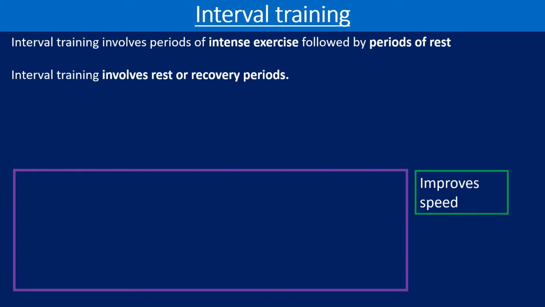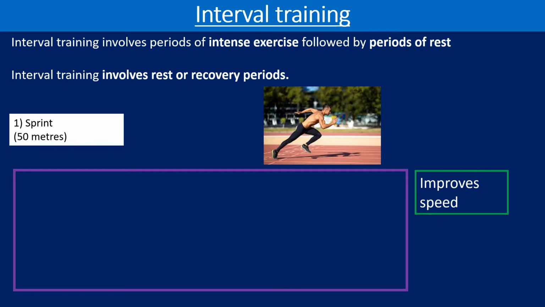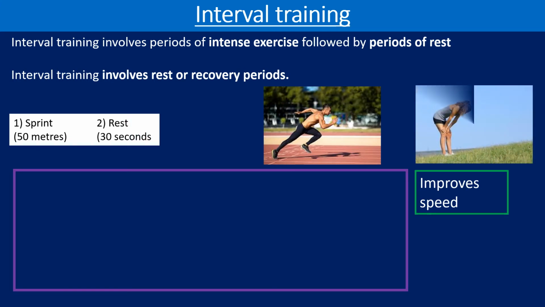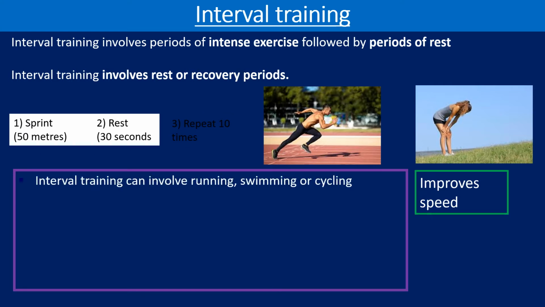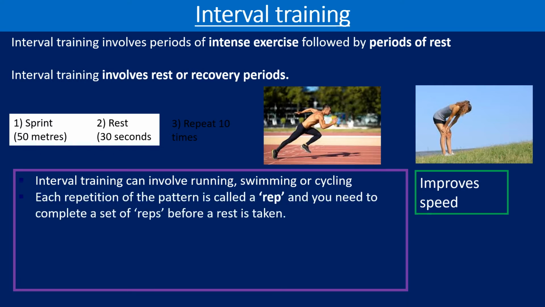Some examples of interval training could be a 50-meter sprint followed by 30 seconds of rest, and that's then repeated 10 times. Now, we could do interval training with running, swimming, cycling, or we could do a rowing machine. And every time you do that whole pattern, that's called a rep. So if we were doing a 50-meter sprint and then resting for 30 seconds, the 50-meter sprint would be called a rep. And we could do that 10 times. That's called your sets.